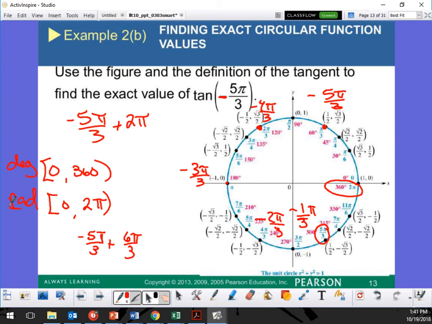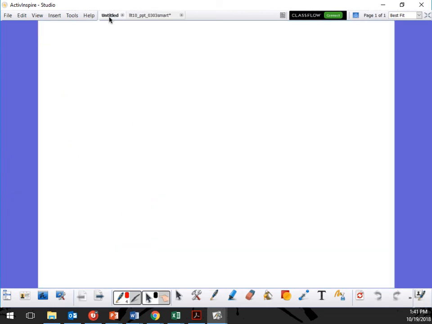Now can I add these together? Yes. It's going to give me just a positive pi over 3. So that gets me the exact same spot. So let's take a look. Tangent at negative 5 pi over 3 is the y over x.